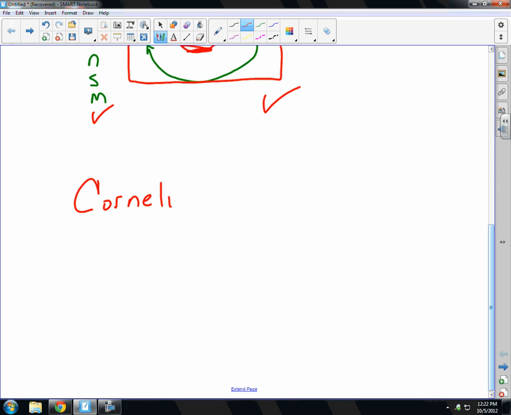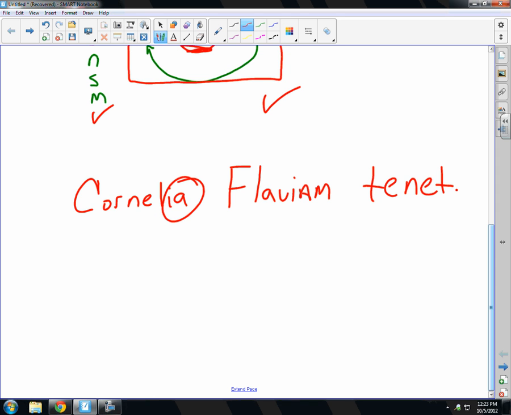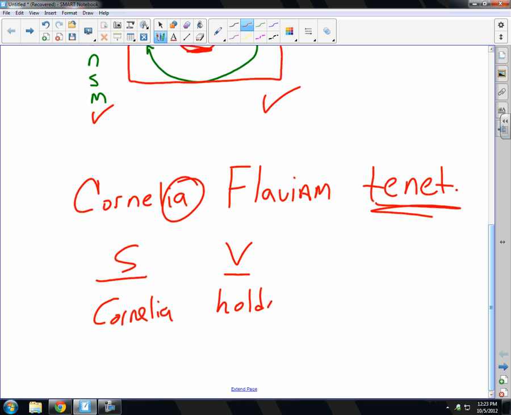If I have Cornelia Flavium tenet, that A being nominative, I know that that's going to be the doer of this action, tenet. Cornelia, and the verb is tenet. And we'll deal with Flavium here in a little bit.